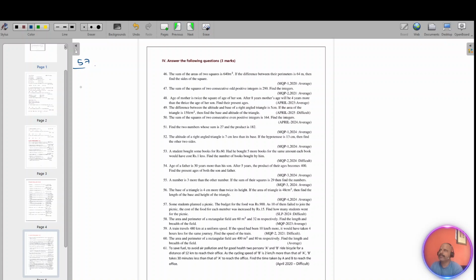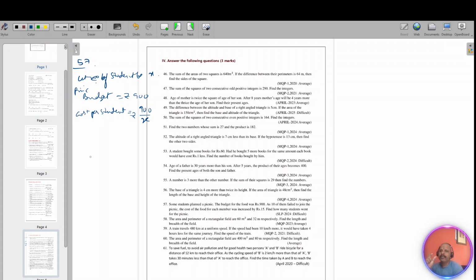So since we don't know the number of students, we say let number of students be x. When number of students is x and budget is how much? Picnic budget. We'll say picnic budget is rupees 900. When number of students were x, picnic budget was 900. What is the cost per student? Cost per student is 900 by x, right? Rupees.